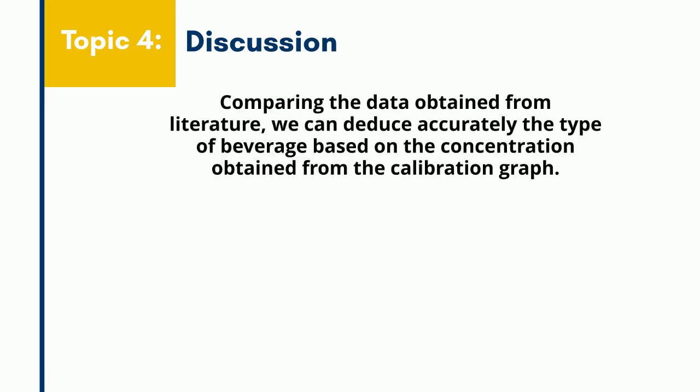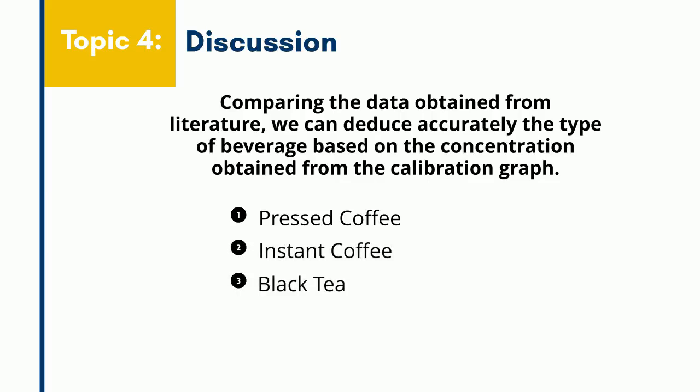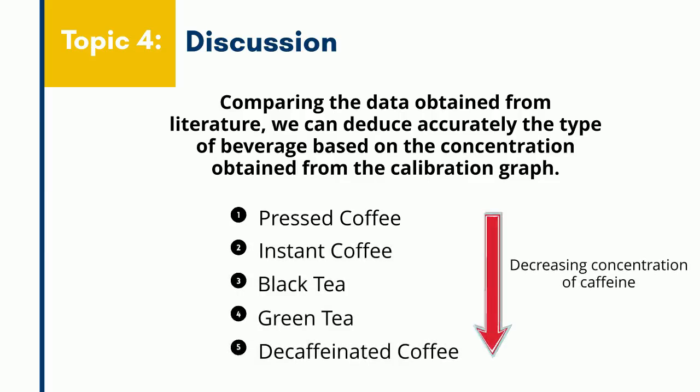By comparing the data obtained from literature, we can deduce accurately the type of beverage based on the concentration obtained from the calibration graph. The beverage highest in caffeine concentration would be pressed coffee, followed by instant coffee, black tea, green tea, and finally decaffeinated coffee.